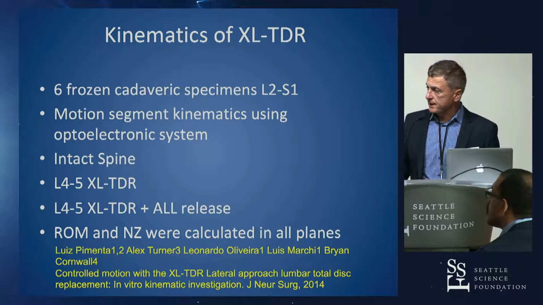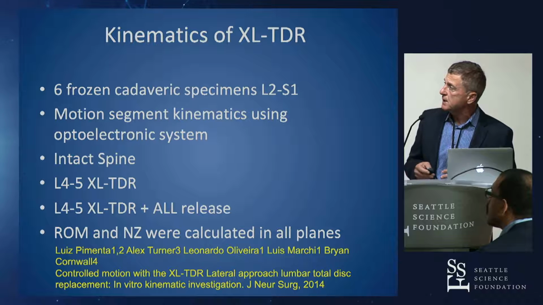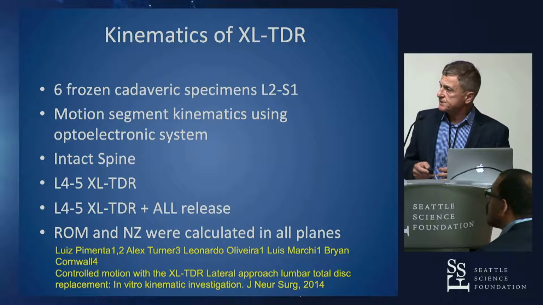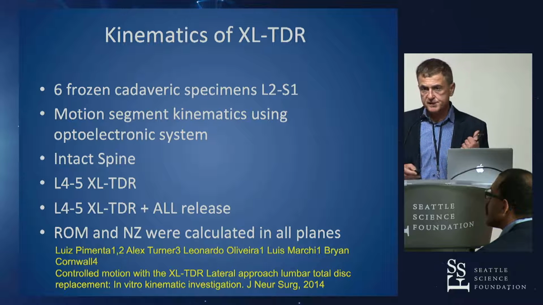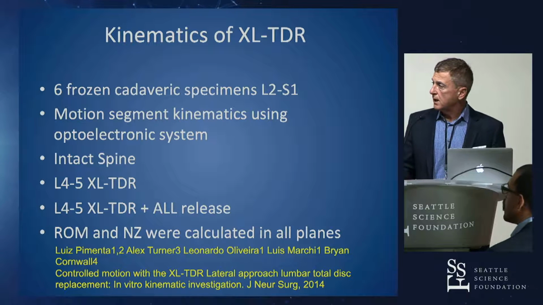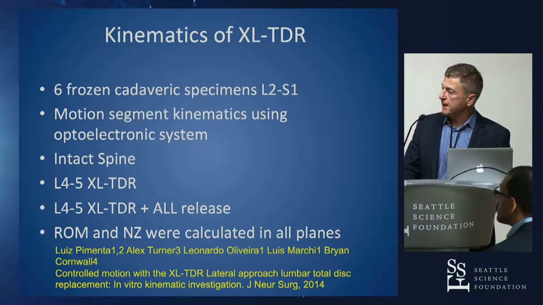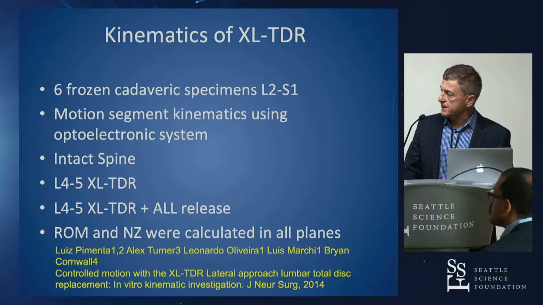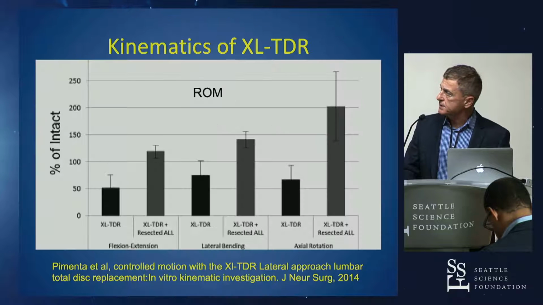One of the studies done by Pimenta's group is they took 6 frozen cadaveric specimens between L2 to S1, and they studied motion segment kinematics using an optoelectronic system. They studied intact spines, spines with L4-5 lateral TDR, and spines with L4-5 lateral TDR plus ALL release. And they looked at range of motion as well as neutral zone. And this is the lab study that they did.